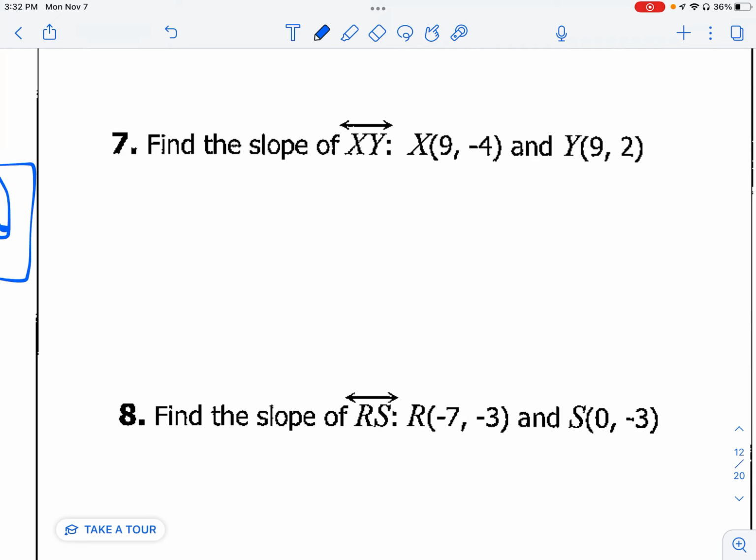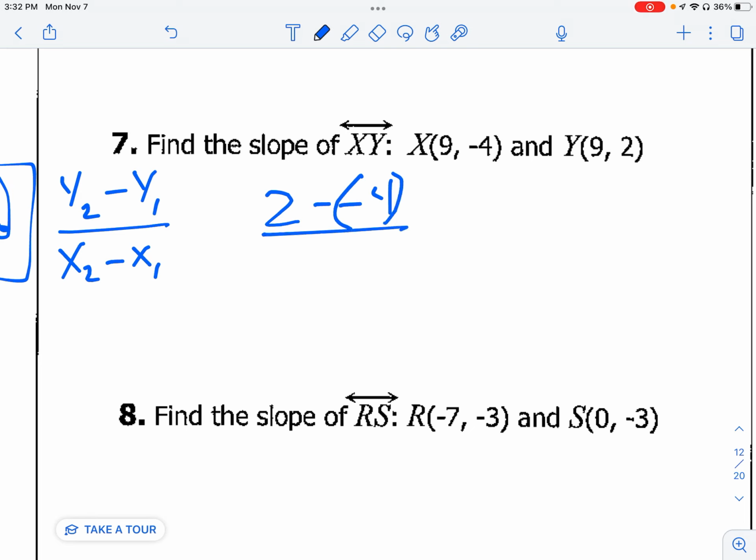Number 7. So y2 minus y1 over x2 minus x1. So I get 2 minus a minus 4. M equals, and 9 minus 9. And you can see where this one is going. So I got 2 plus 4 is 6 over 0. I can't have 0 in the denominator because I don't know how to do it.